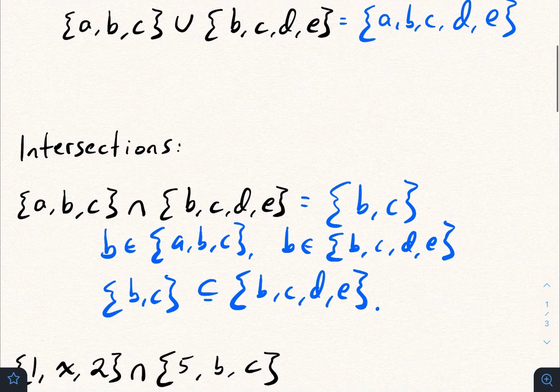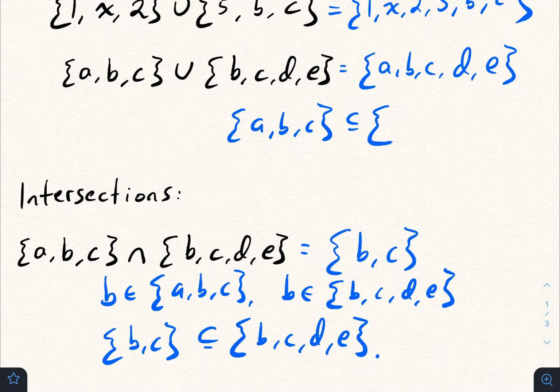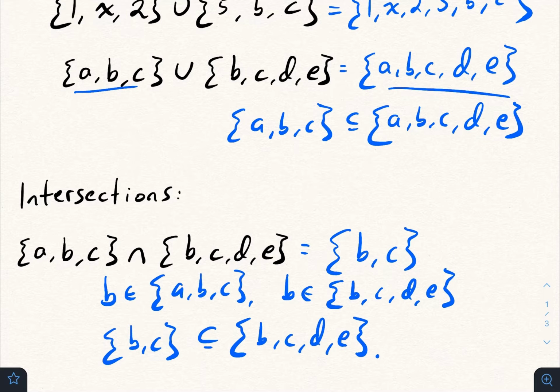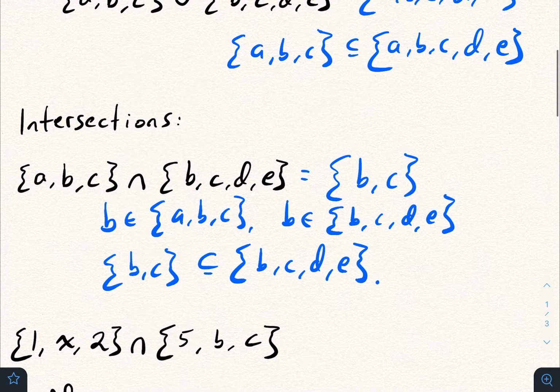All right. Similarly, whenever you take a union of two sets, so up here we have the union of these two, you get something that's bigger, and so you could say that a set is going to be a subset of the union of it and something else. All right, let's do one more intersection.